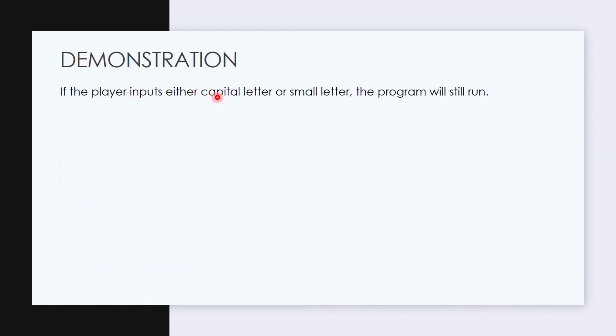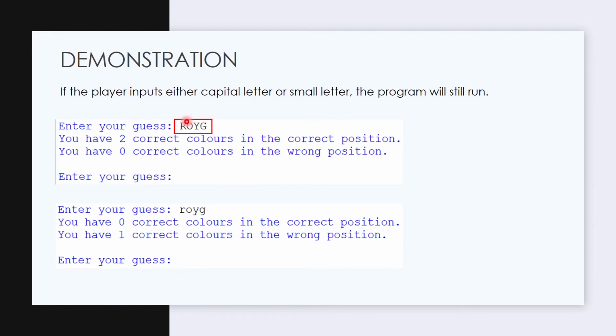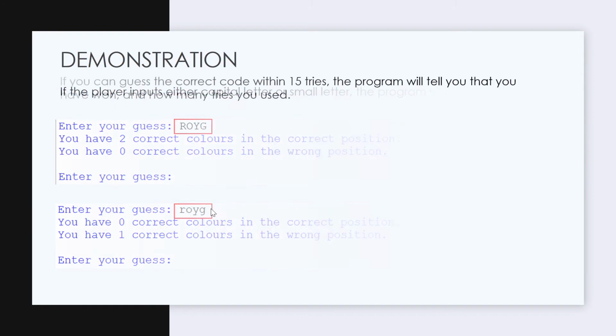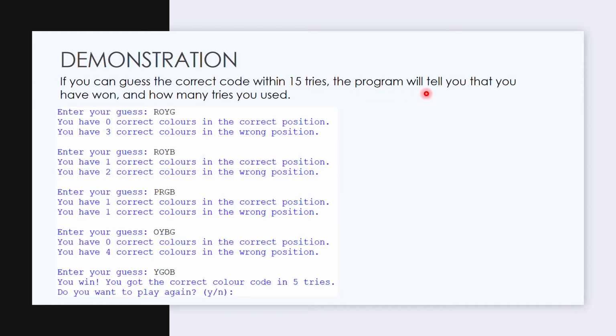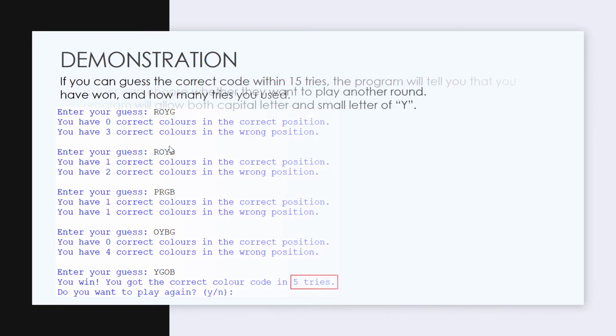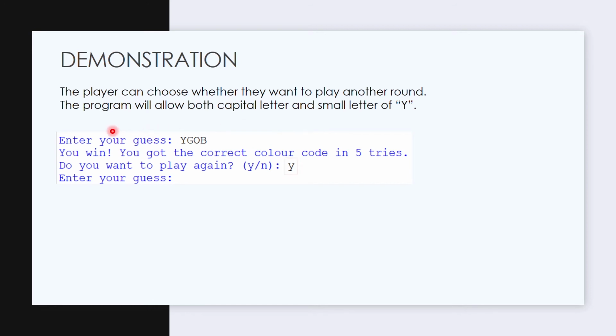If the player inputs either capital or small letters, the program will still run. For example, this is using the capital letter and this is using the small letter, and it will result in the same thing. If you can guess the correct code within 15 tries, the program will tell you that you have won and how many tries you have used. This player used 5 tries only. Next, the player can choose whether they want to play another round or not. The program will allow both capital letter and small letter Y.